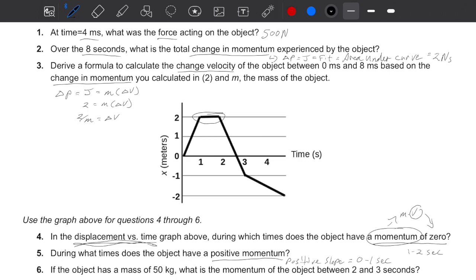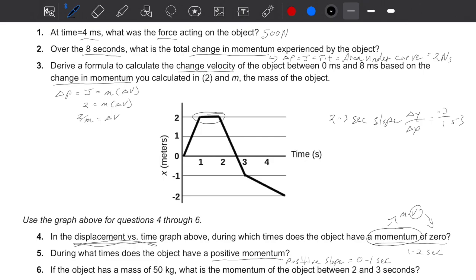If the object has a mass of 50 kilograms, what is the momentum of the object from 2 to 3 seconds? Well, the momentum is mass times velocity. They gave us a mass of 50, and we need to determine what the velocity is from 2 to 3. So we're going to look at the slope from 2 to 3. Slope is delta y over delta x. And it looks like we're starting at 2 and going into -1, so we have a change in y of -3. And in the x, we're going from 2 to 3, so we have 1, so our slope is -3.